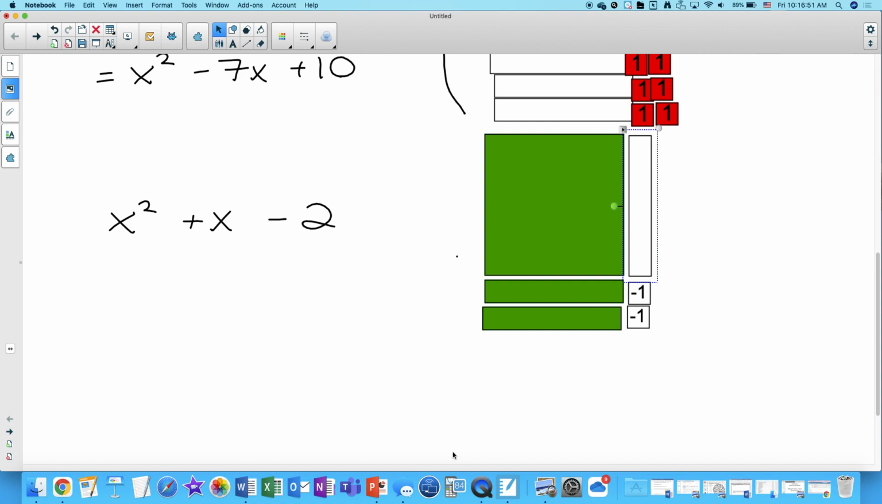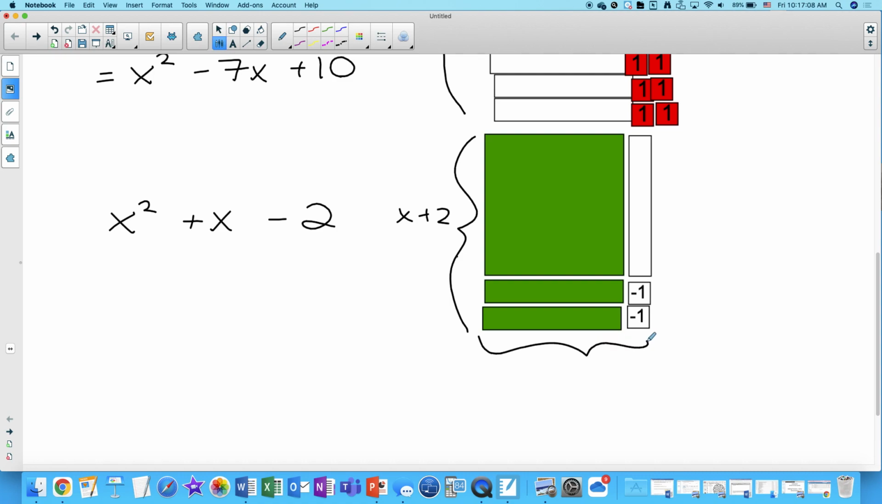This one has a side length. What's the side length along there? Yeah, so here's x plus 1 plus 2. And here? Would be x minus 1. Yes. Okay, and again, if you multiply those two things together, you get this.